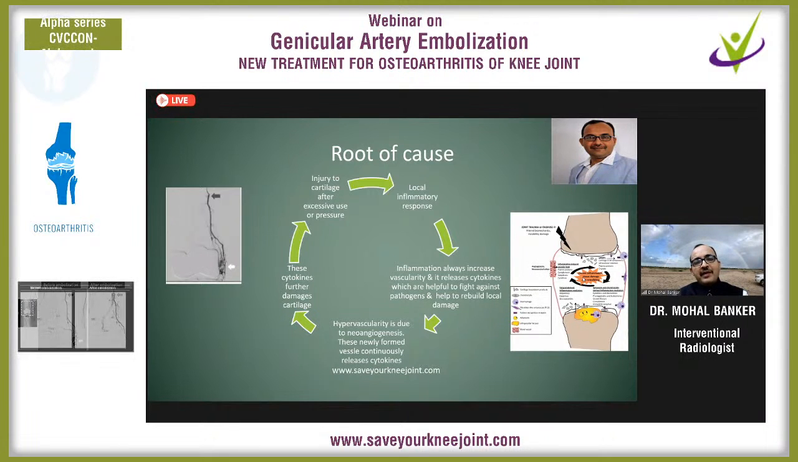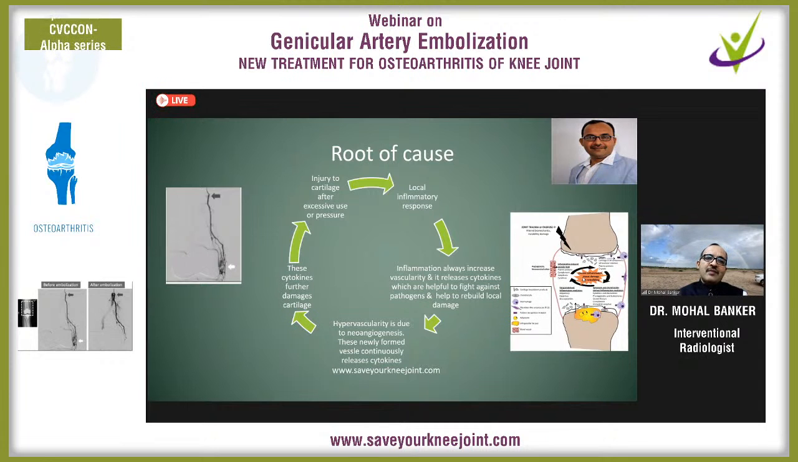In chronic inflammation, this neoangiogenesis occurs. What is neoangiogenesis? It is newly formed microvessels. This is a very important process of chronic inflammation. It leads to hypervascularity in the localized region, and because of this hypervascularity, cytokines are continuously released into that region. These cytokines damage the cartilage further and further.